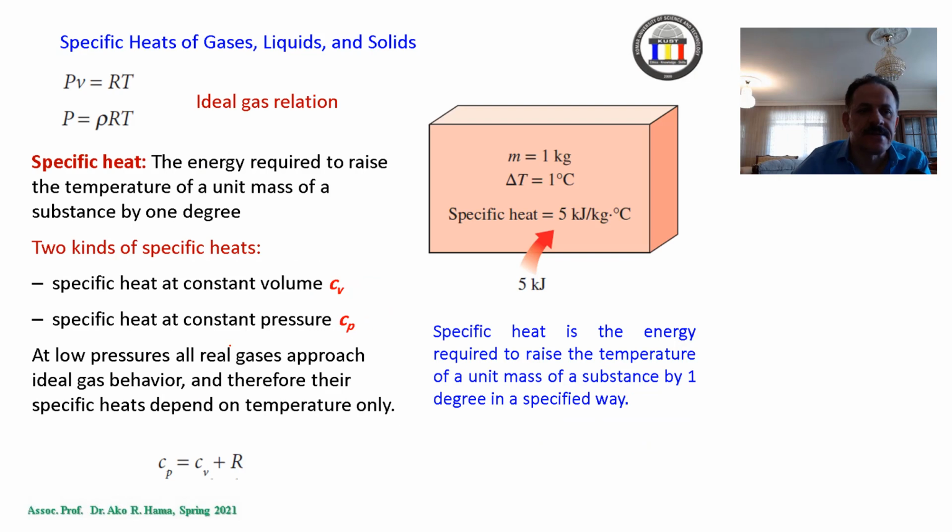Now we have the ideal gas. You remember this equation: P is the pressure, v is the specific volume, R is the gas constant, and T is the temperature. This equation is called the ideal gas relation. It means that, for example, increasing the pressure will affect the temperature directly, and changing the temperature will affect the pressure, and so on.